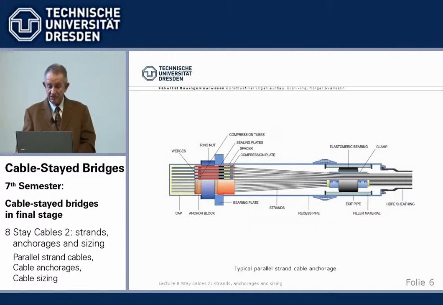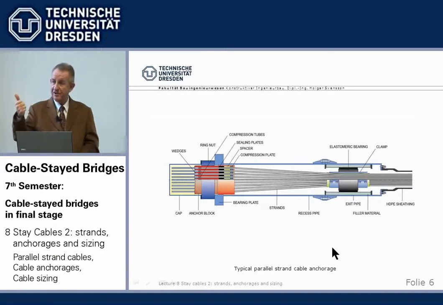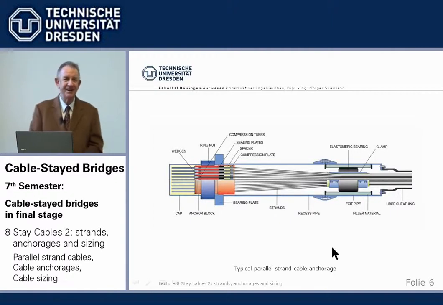Now, how do these parallel strand systems look? This is a typical DSI system. All the major fabricators in the world produce parallel strand cables. I hope I don't forget anyone. BBR in Switzerland, VSL in Switzerland, Freyssinet in France, Shinko in Japan, Cable Tech in South Korea. I hope I had most of them. And they are also fabricated in China. I've been to places, but I don't know the company.